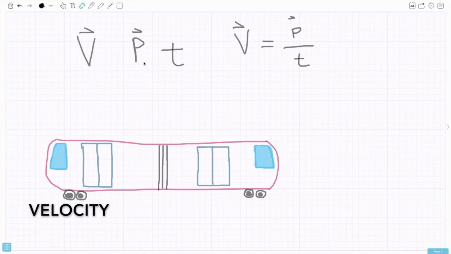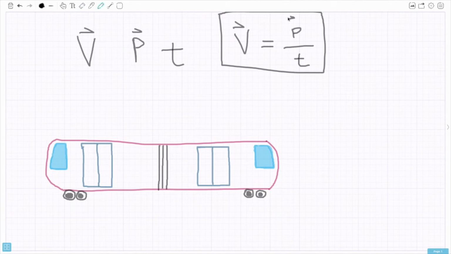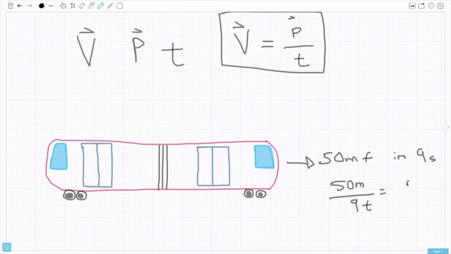Okay, so we're going to begin our calculations with velocity, position, and time. So to do this, we use the formula: velocity equals displacement divided by time. So for our first question, imagine we're on a SkyTrain here, which travels 50 meters forwards in 9 seconds. And we're trying to find the velocity. So you take that formula I just gave you, 50 meters as the position, and 9 as the time. 50 divided by 9 is 5.5 meters per second. And because this is velocity, we're going to say 5.5 meters per second forward, because it's a vector.